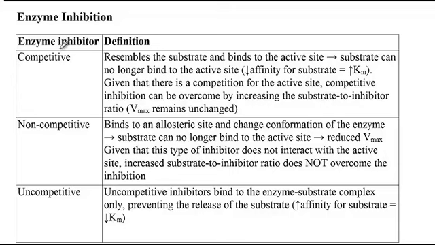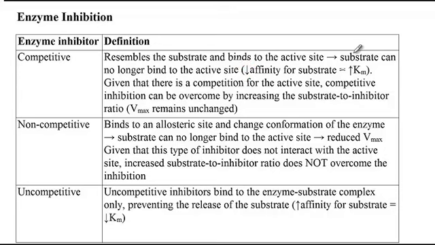So these inhibitors resemble the substrate and bind to the active site. As a consequence of which, since they are binding to the active site, the substrate can no longer bind to the active site. So the affinity of the substrate for the enzyme decreases. And so, as we just discussed, when there is low affinity, there is an increased Km.